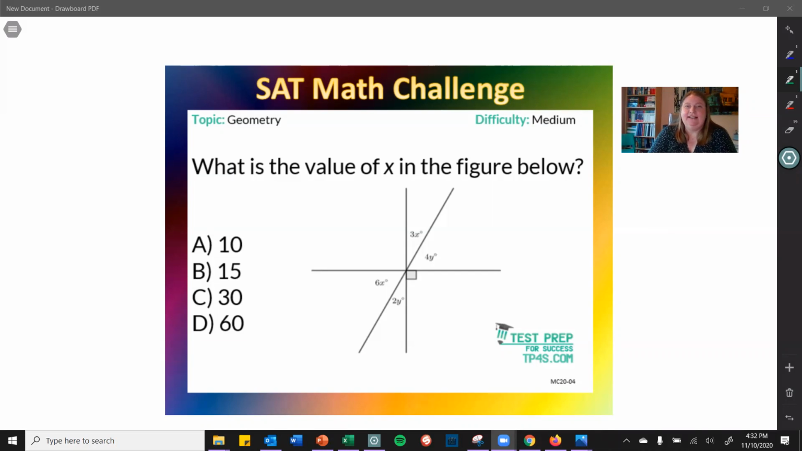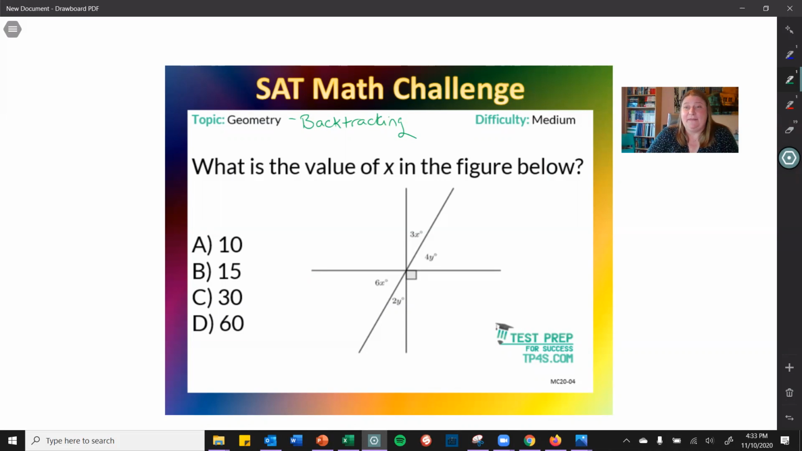Math Challenge. Today's challenge, you can see on the screen, it's in the area of geometry, and I'm going to do this one using a method that we call backtracking. Backtracking is a method that uses the multiple choice format of the test to your advantage. Instead of figuring this out from the beginning to the end and hoping that the answer I get is going to match one of the four choices, I'm going to test the choices one by one, plugging them back into the question and seeing which one works.